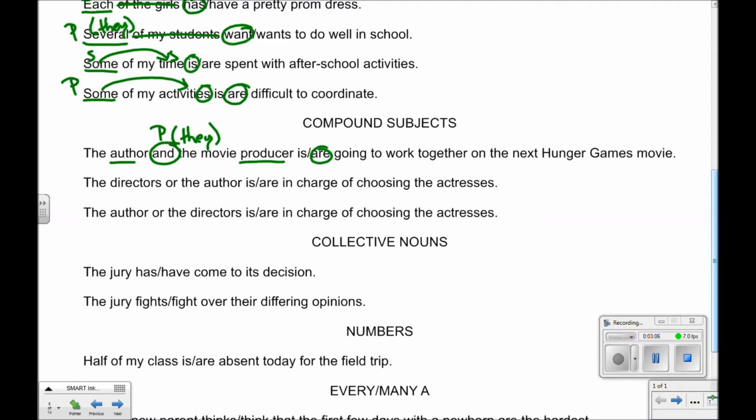However, if I change that conjunction, if I have directors or author, if I have an or, I need to look at the one that's closest to the verb. So author is singular, so I would say he is. If I flipped it though, if I had the or and I had to pay attention to directors, which is plural, I would then have to say they are in charge.